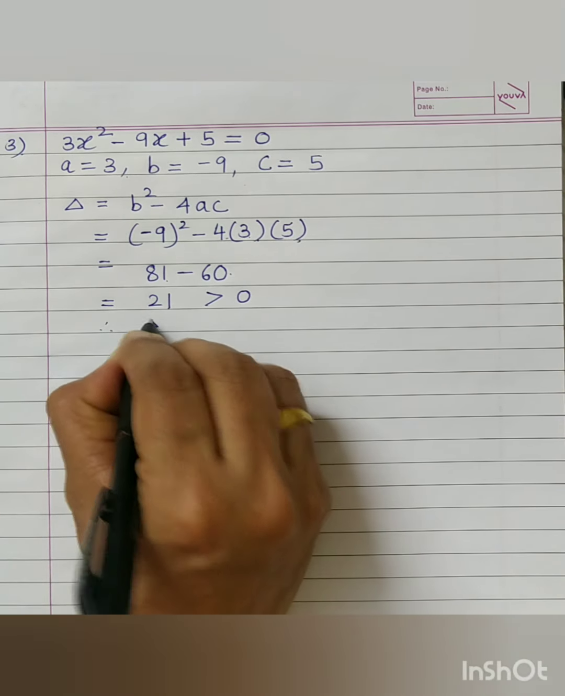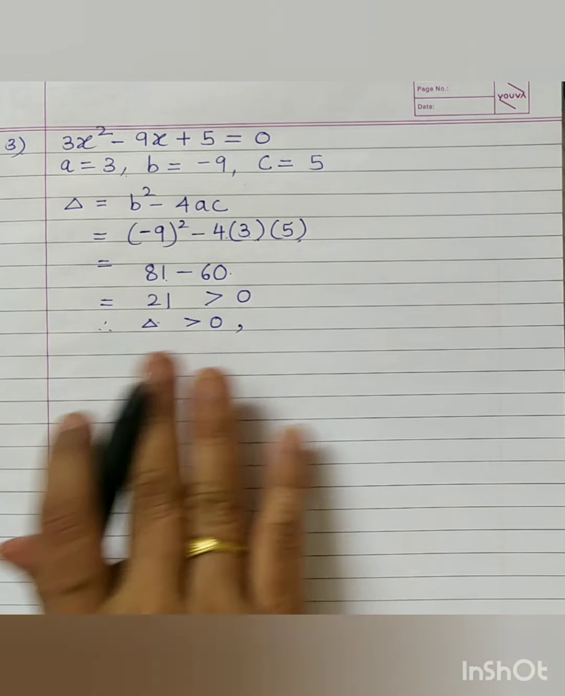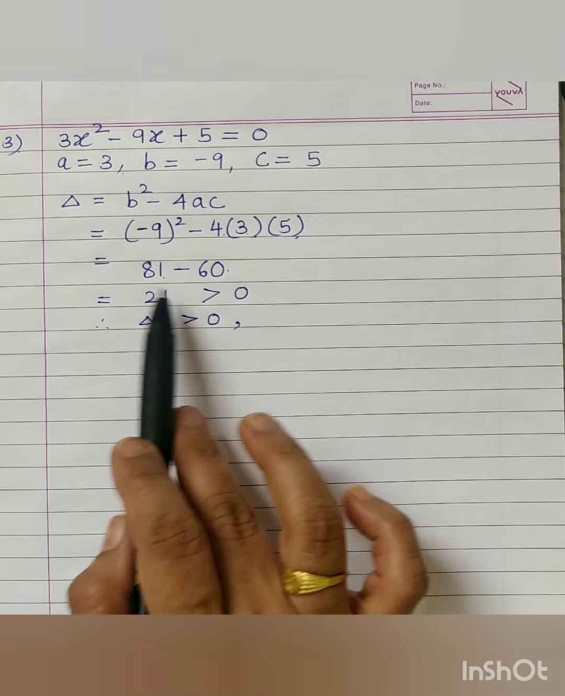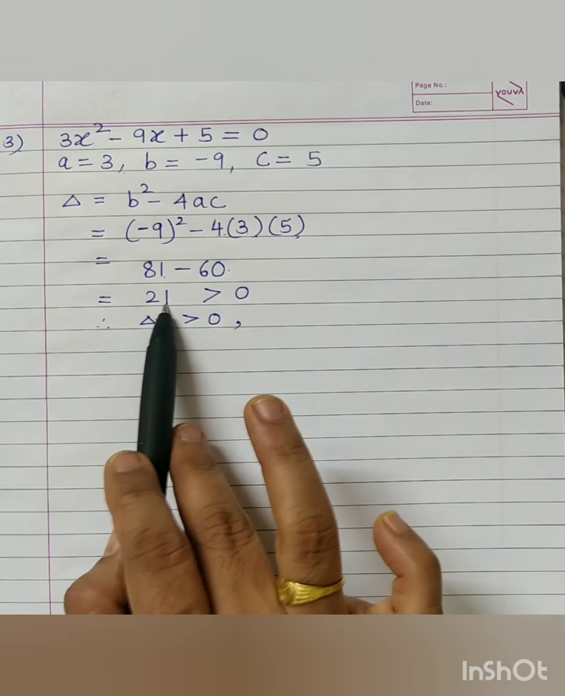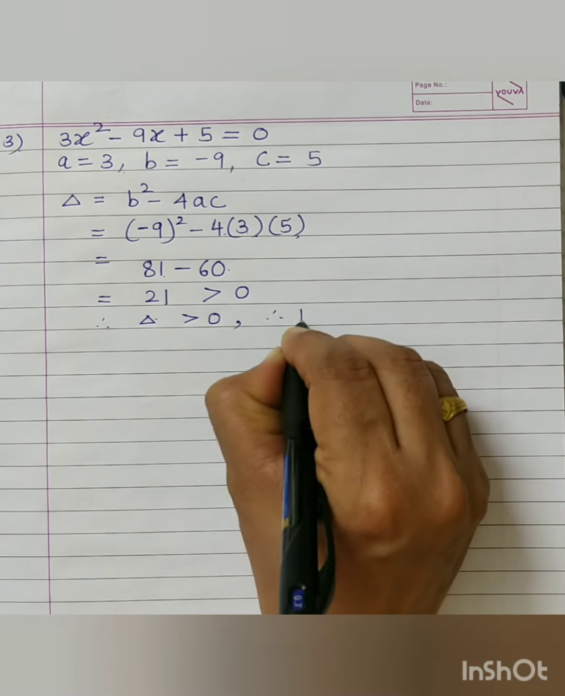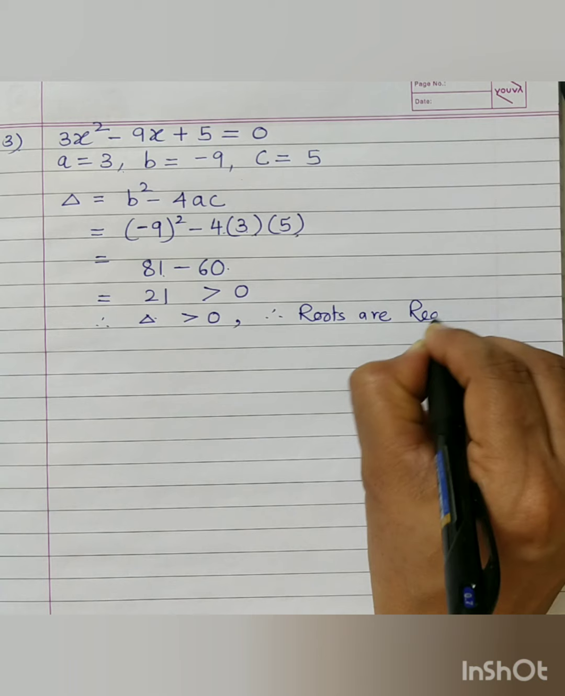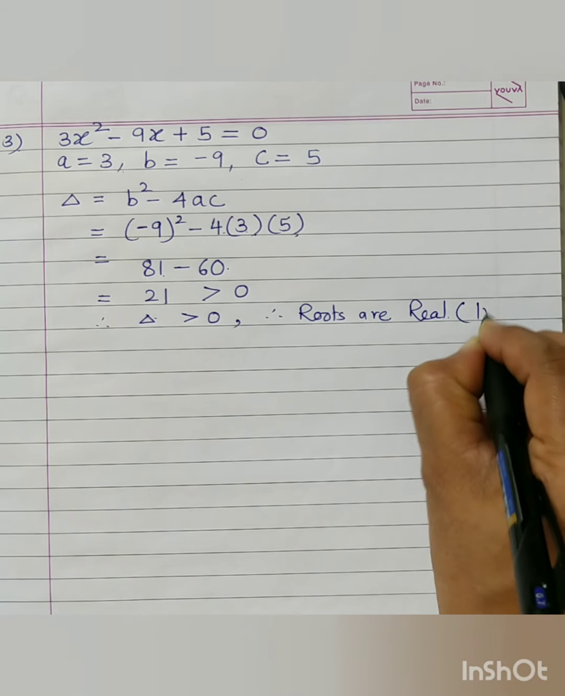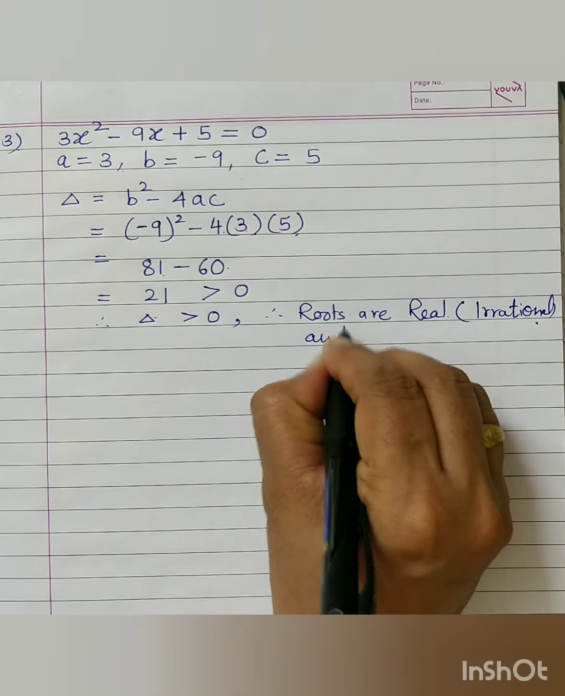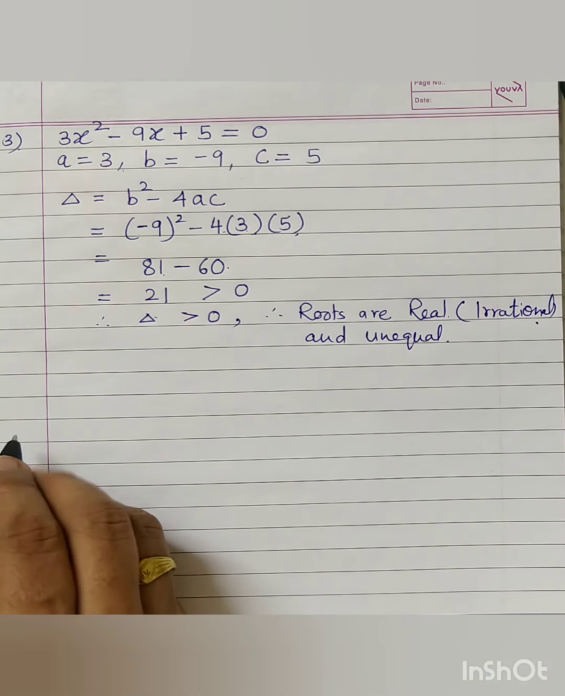So our delta, conclusion is what? Delta is greater than 0. And so what is the condition? The roots are, number 1, real, number 2, unequal. Now in that real, also rational or irrational, look at 21. 21 is not a perfect square number, so roots are going to be irrational. So here you will be writing, therefore, roots are real. Real means what? Irrational in this case, and unequal, two different roots you will be having here, right?